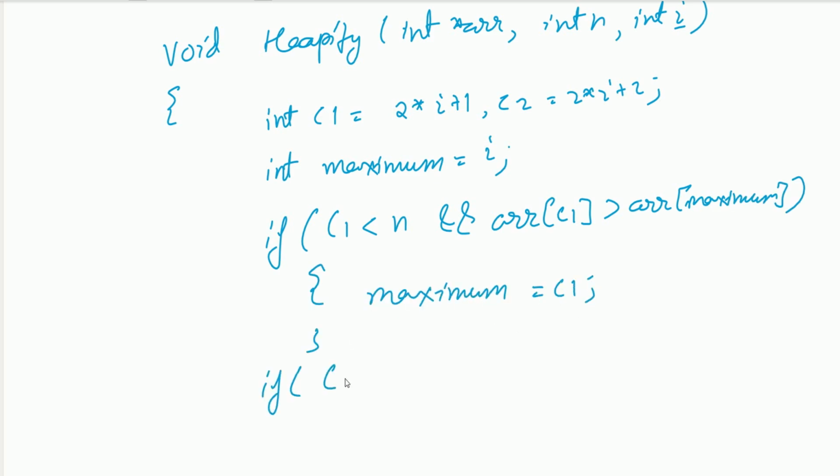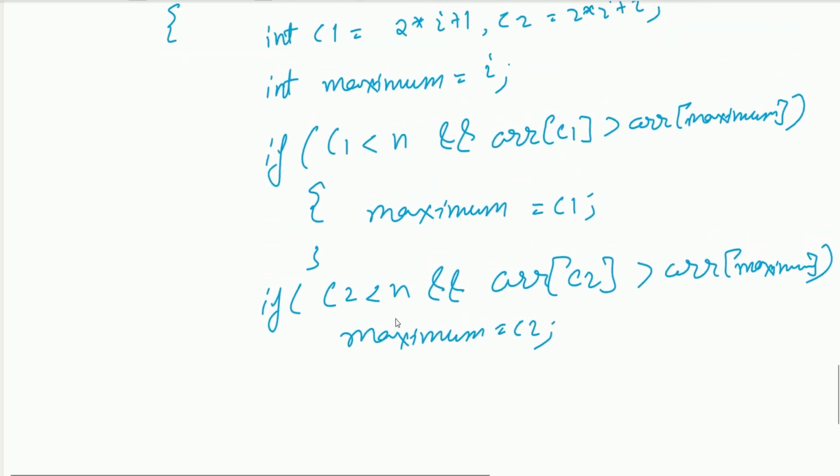And we will do the same thing for C2 as well, and there is no else if, there is if and if. Why if and if? It may happen that C2 is greater than C1 as well. So both conditions should be checked. So now we will do maximum equal to C2.